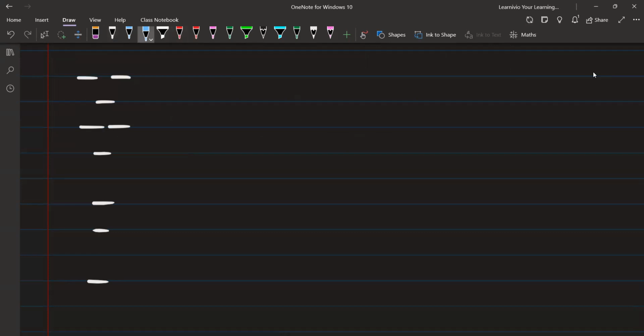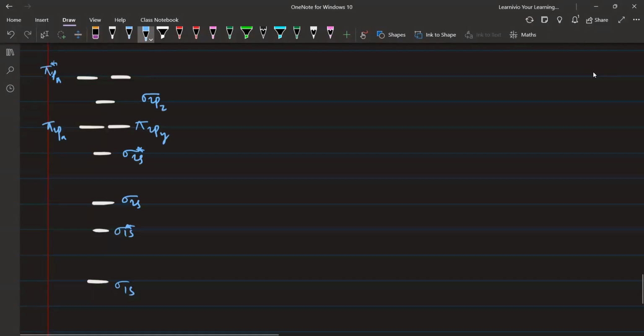So we have here sigma 1s, sigma star 1s, sigma 2s. Then here we have sigma star 2s. Here we have pi 2p y, and here we have pi 2p x. Here we have sigma 2p z. Here we have pi star 2p x, and here we have pi star 2p y.